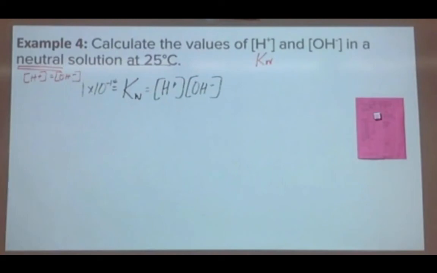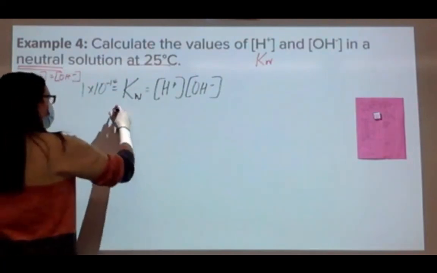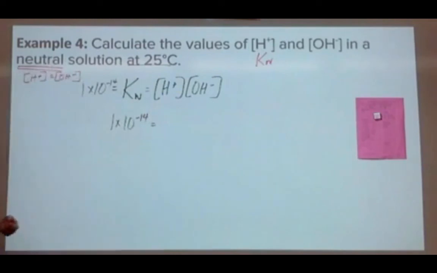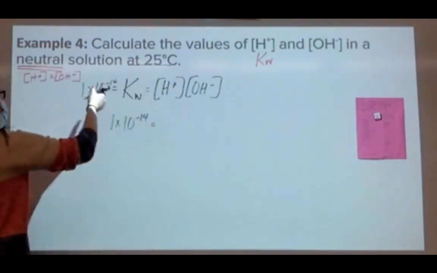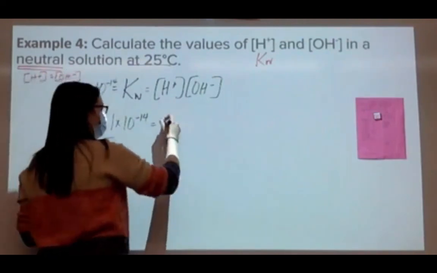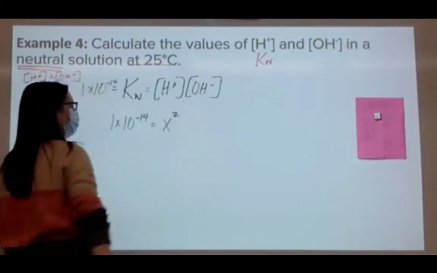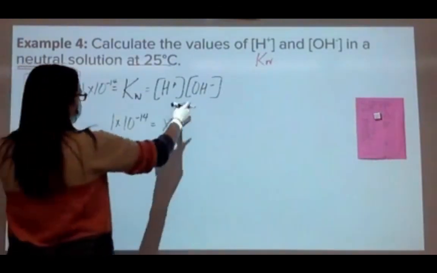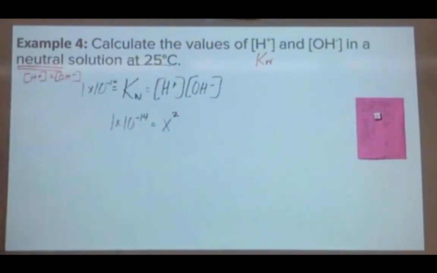Yes, but in a neutral solution, the two are equal. So I could use any variable. If H plus is X, then so is OH minus. Or you could just plug in and I could say, well, I know that H plus equals OH minus, so I could do H plus squared. Right? Those two variables are equal because it's a neutral solution.